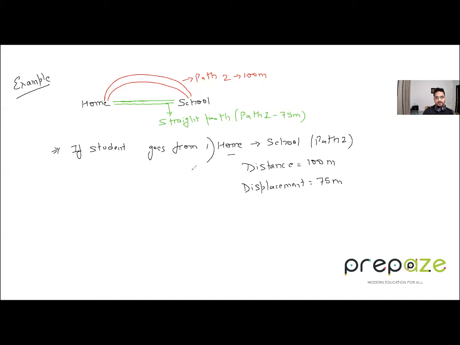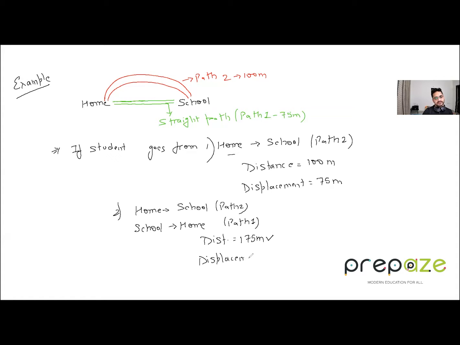Again, if I ask you another thing: if a student goes from home to school along path 2, and then returns from school to home along path 1, and I ask again what is the distance traveled? You will simply say it is 100 plus 75, which is 175 meters. That is perfectly correct. What is the displacement?